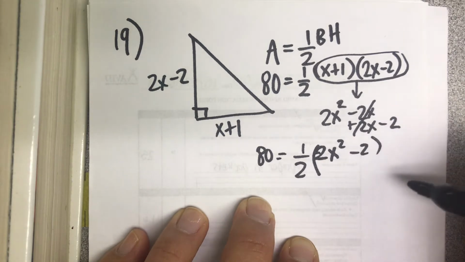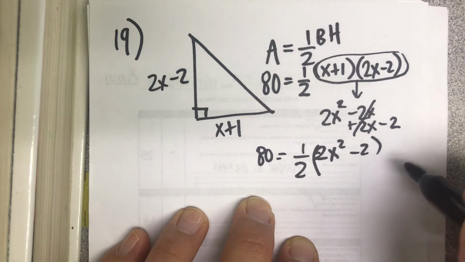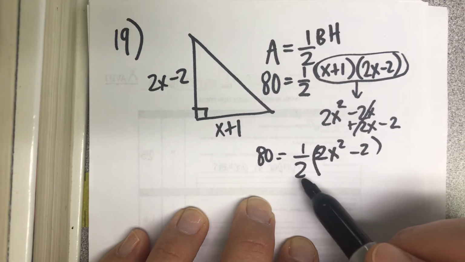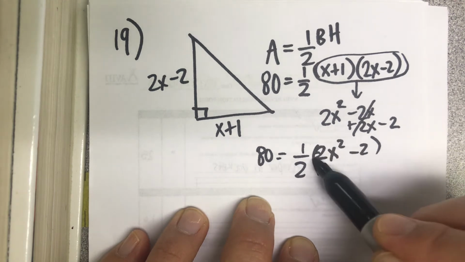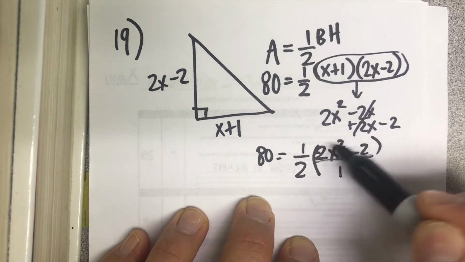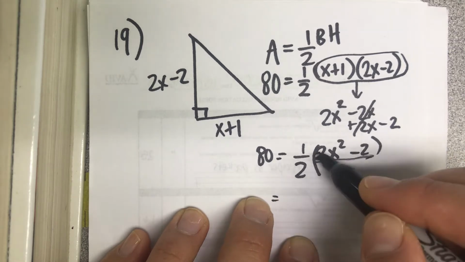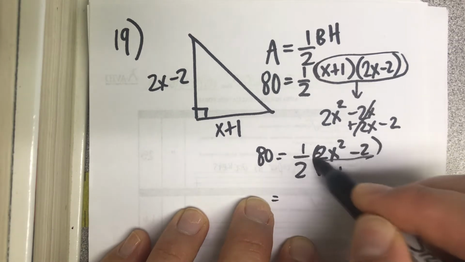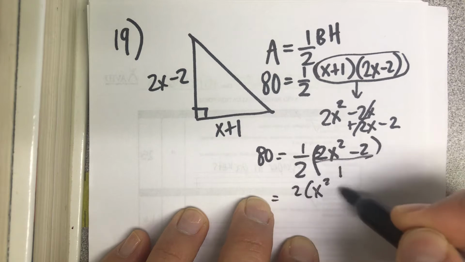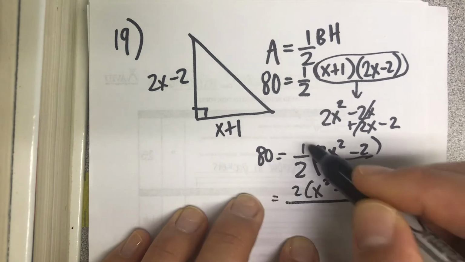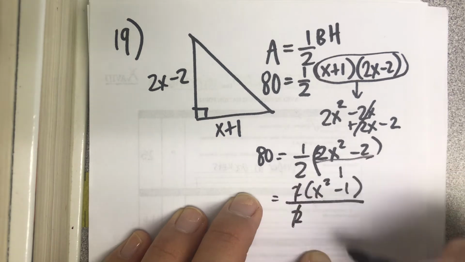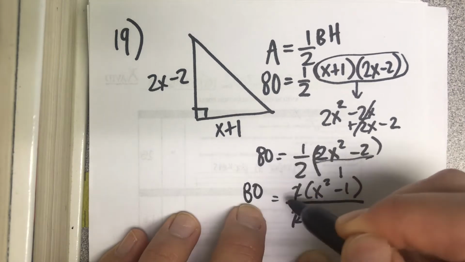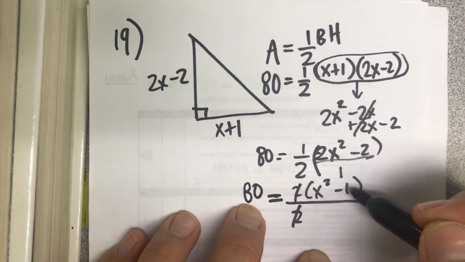Okay? So you guys see that right there? And then what you can do is, we see that there is a 2 down here and there's 2's up here. From the 2's up here, what I probably want to do is pull out a 2, right? So I'm going to factor out a 2 from this. That's going to be 2x squared minus 1. And all of that is still over 2 because of this 2 down here. Cross those out. Okay? So what you're going to end up getting is 80 equals x squared minus 1.